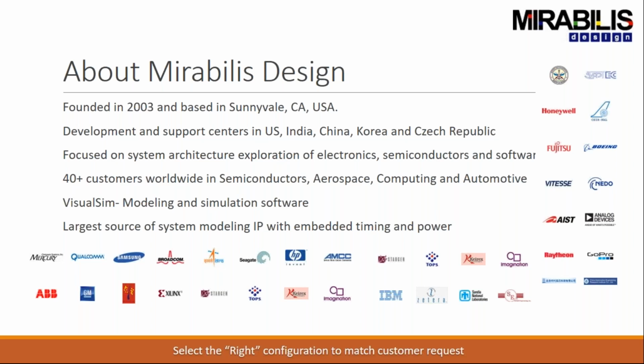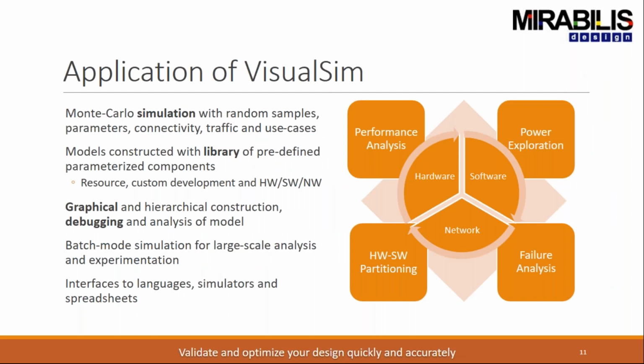Moving on, the application of Visual Sim. As I have already described the model, which was having two queues. Now, the application of Visual Sim: there are three main areas, that is hardware, software, and network, and the analysis around it is performance analysis, power exploration, hardware software partitioning, and failure analysis. So the whole goal of the system is to be able to construct a model in a graphical manner, in a graphical environment, using predefined libraries, and then run Monte Carlo simulation with variety of traffic use case parameter, and then be able to analyze the result, right?